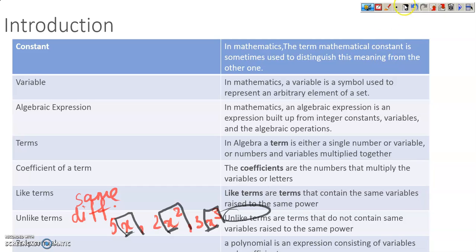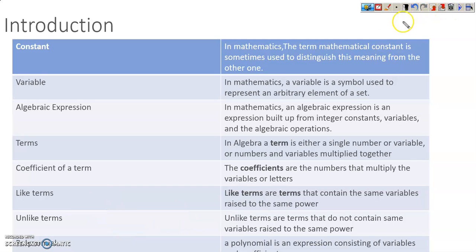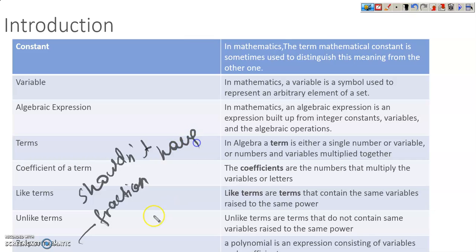Now what is a polynomial? A polynomial is an algebraic expression in which the variables involved have only non-negative integral powers, and that means a polynomial shouldn't have a fraction or negative numbers as powers.